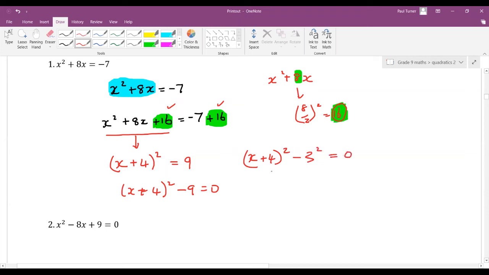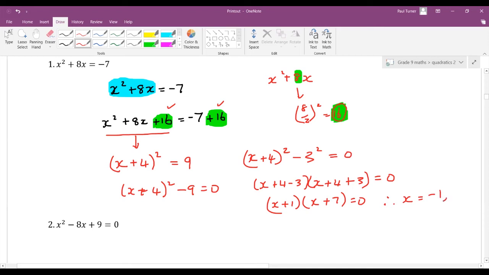Equals 0. So now I just use the difference of squares rule. So x plus 4 minus 3, x plus 4 plus 3 equals 0. So this will be x plus 1, x plus 7 equals 0. So therefore, x will equal minus 1 and minus 7.